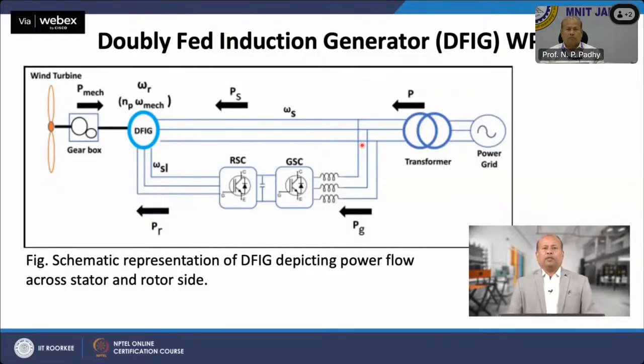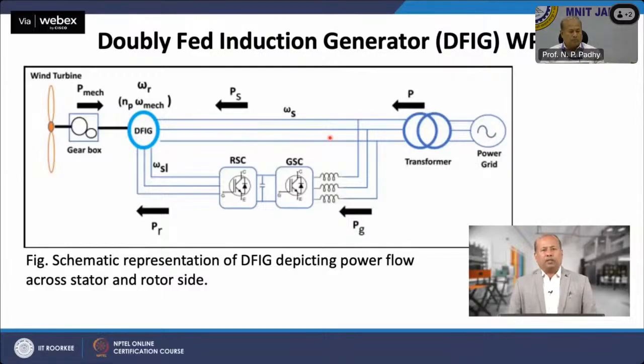During the sub-synchronous mode of operation, since the wind speed is less, the positive slip power is drawn from the grid via the rotor side converter, grid side converter combination to the rotor, such that the prescribed power at the grid frequency could be injected from the stator end.